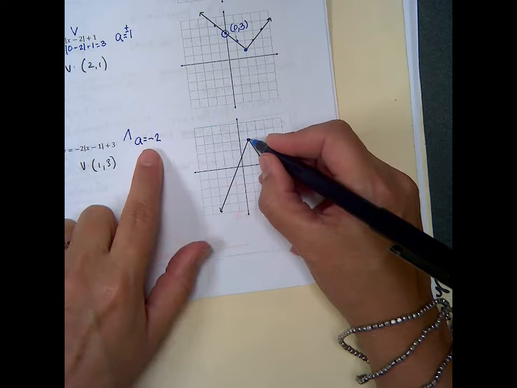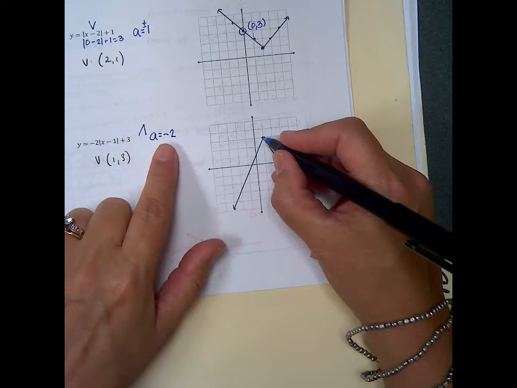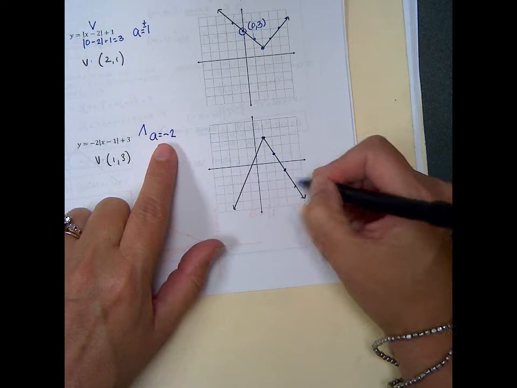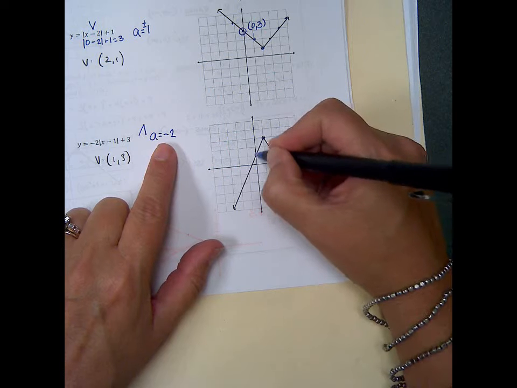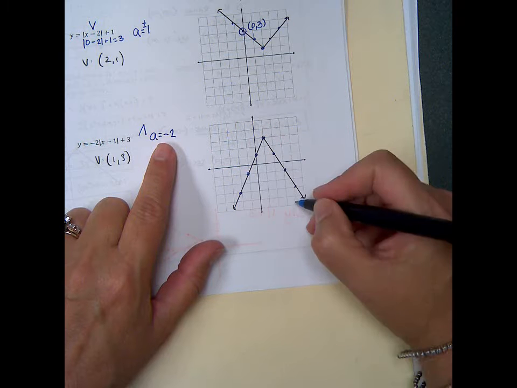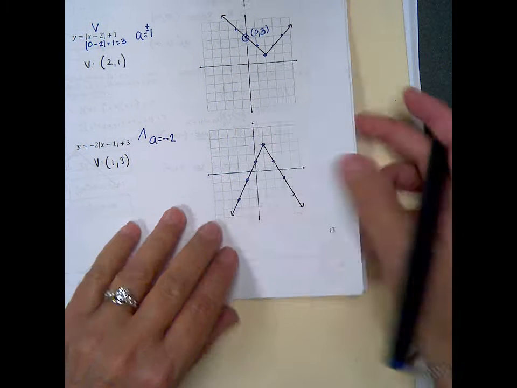And then we're going to use the slope of 2, but make sure we're going down 2 over 1. Down 2 over 1. Down 2 over 1. Down 2 back 1. Down 2 back 1, and so forth. And we get that V on either side. Nice job. Okay, so let's flip on over on the back side here.